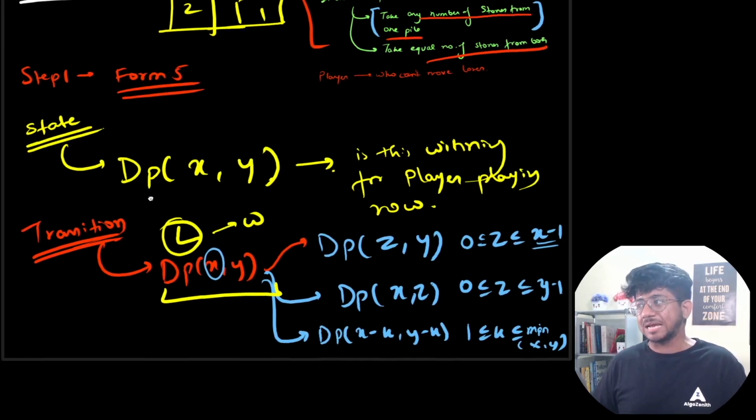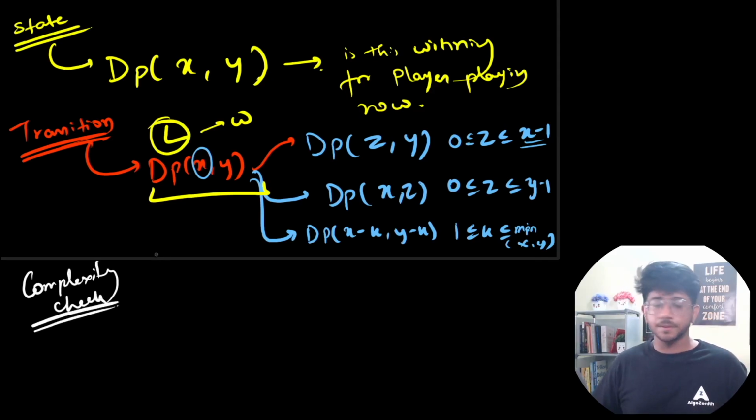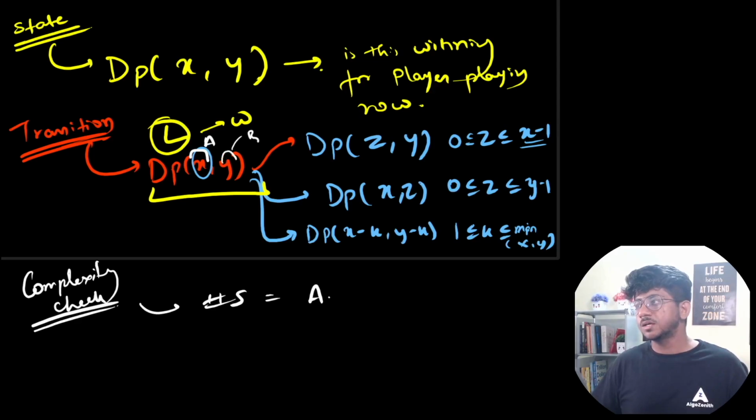Let's do a quick time limit check as well, just to see if you are able to understand the time limits of the problems. What is the complexity of this particular problem? Number of states: the initial number of stones is a and b. So x can be 0 to a, and y can be 0 to b. So it is order a into b.